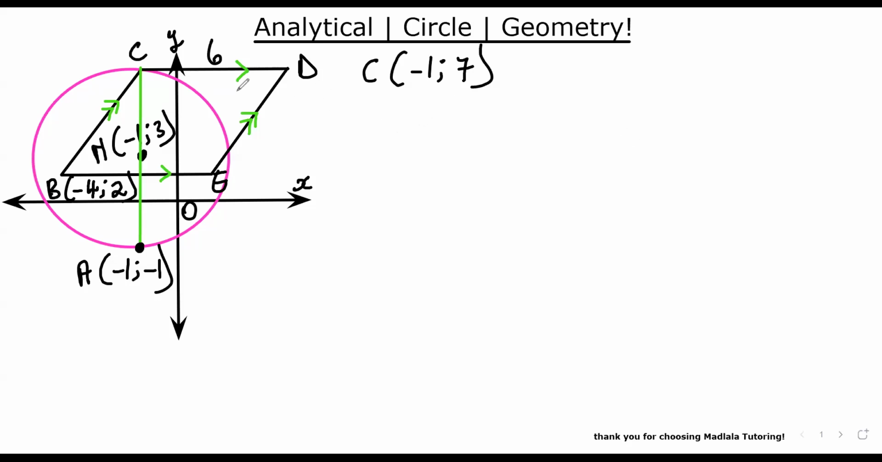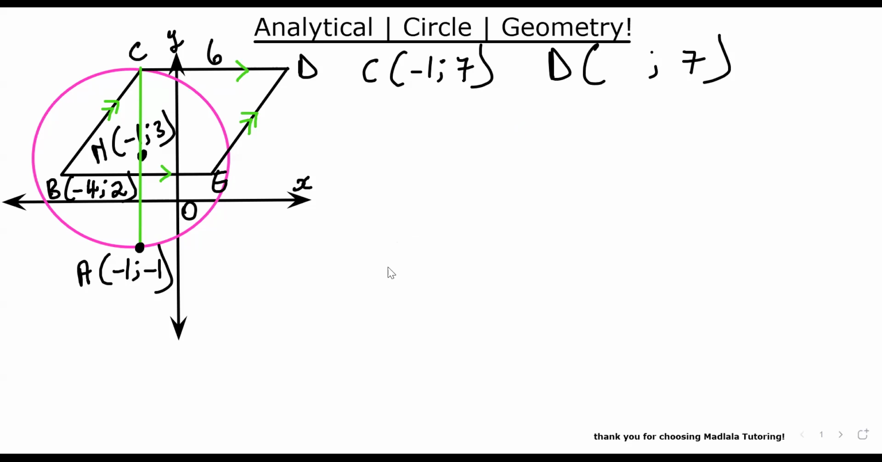Right. So if we understand that CD is a horizontal line, what does it mean? It means the y value is the same at any point, right? So it means the y value of the point D is just going to be 7. All right? Of course it is. Now, what about the x value?